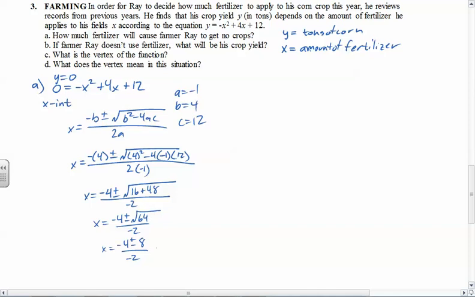All right, so now we can get our 2 answers. Negative 4 plus 8 would be 4 divided by negative 2 would be negative 2. And then negative 4 minus 8 would be negative 12. Divided by negative 2 is 6.